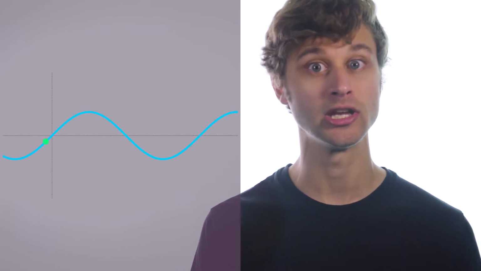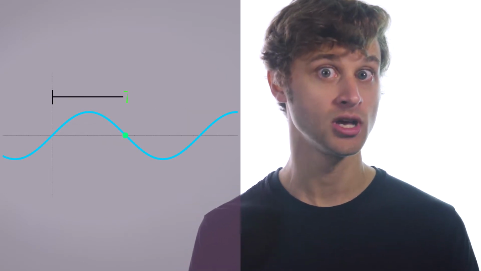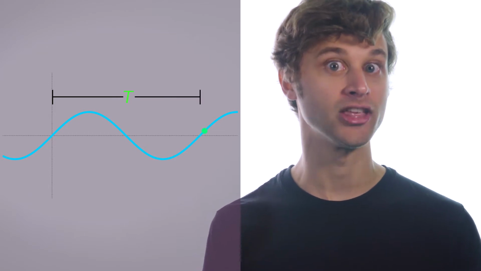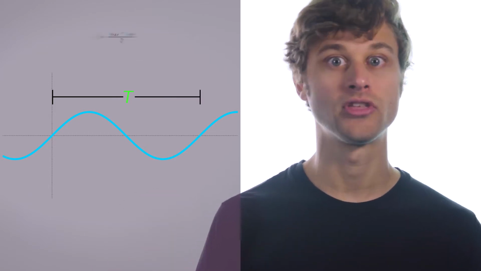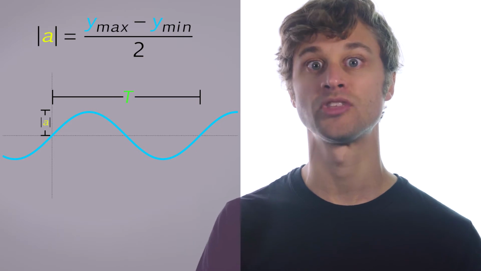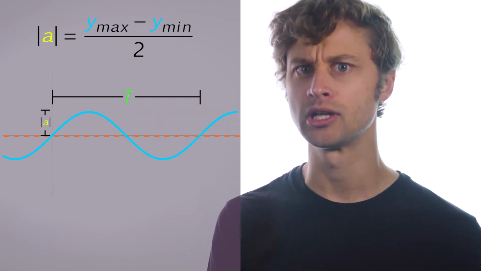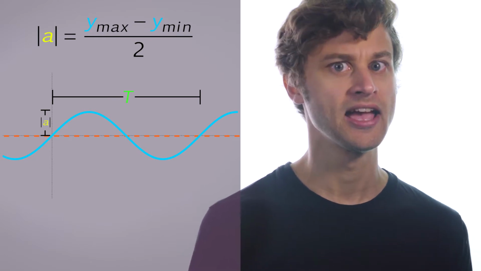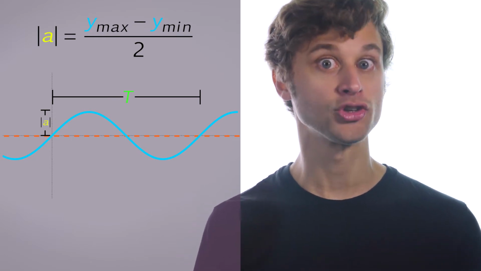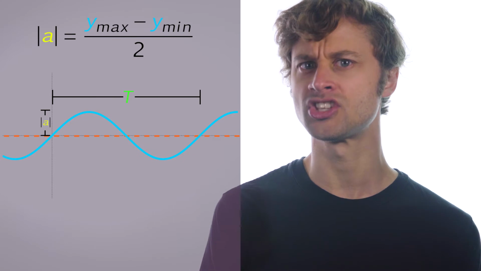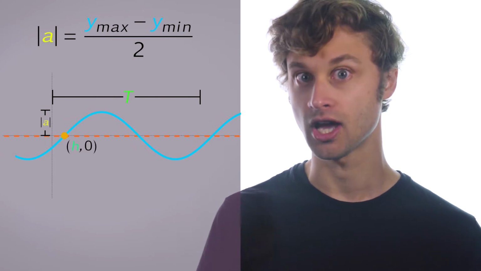They have a set period or interval of x values along which the y value oscillates. The average of the maximum and minimum y value is something called the amplitude. Trig functions also have a midline or an equilibrium line about which the y coordinate oscillates. And they also have something called a phase shift or a horizontal shift of the starting point of the function.